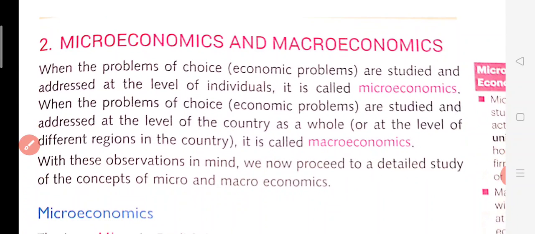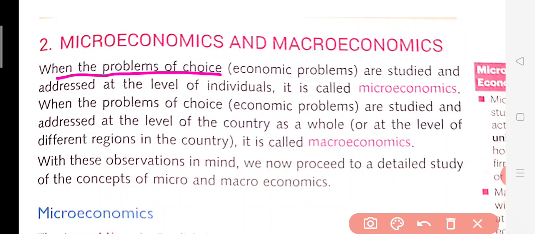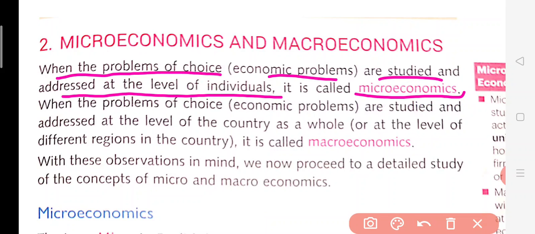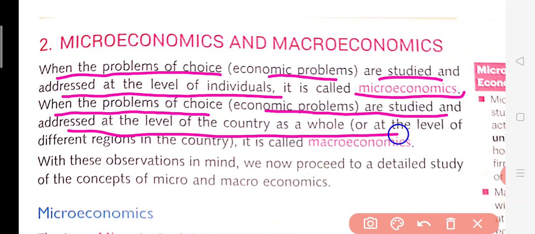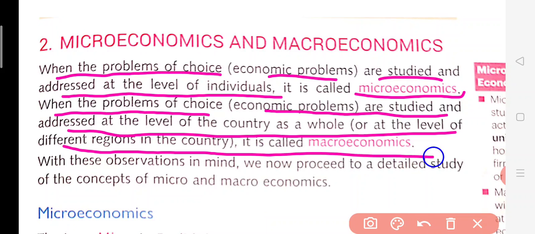Now let us come to the topic, microeconomics and macroeconomics. When the problem of choices, economic problems, are studied and addressed at the level of the individual, it is called microeconomics. When the problem of choice, economic problems are studied and addressed at the level of the country as a whole, or at the level of different regions in the country, it is called macroeconomics.